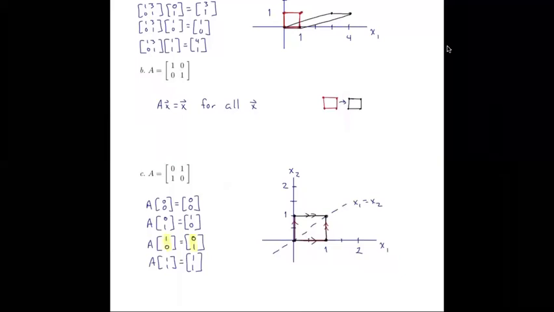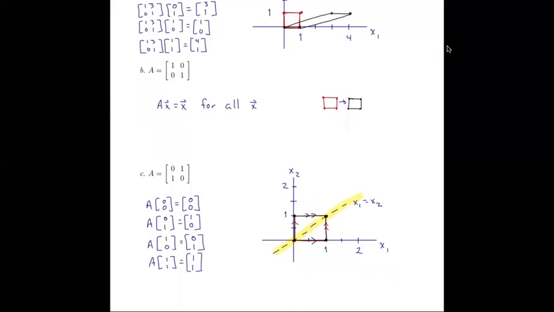Maybe you could plug in a couple other vectors if you wanted to, just to get an idea of how this thing's behaving. 1, 1 maps to 1, 1. What we see, which you'll eventually realize, is that this matrix reflects points around the x1 equals x2 line, or if we think about the old plane, that's the y equals x line.